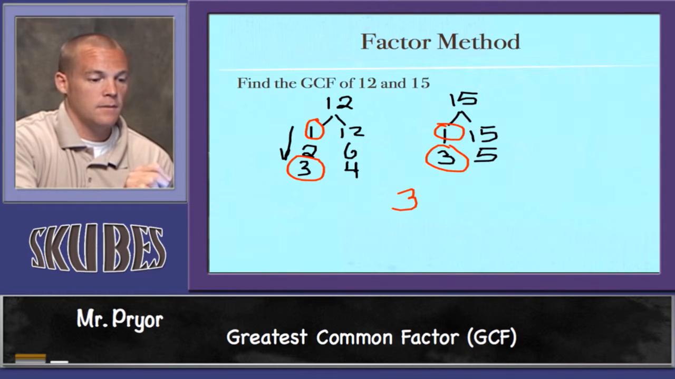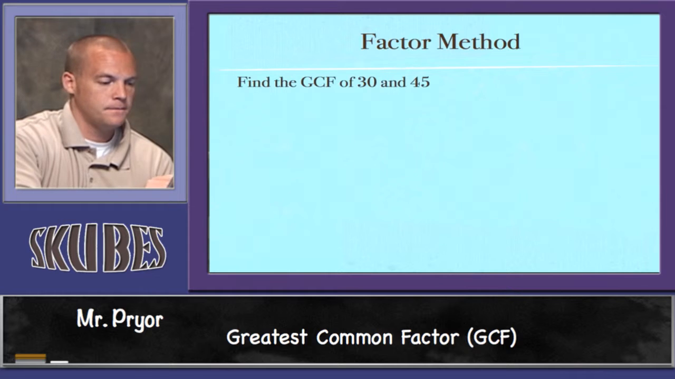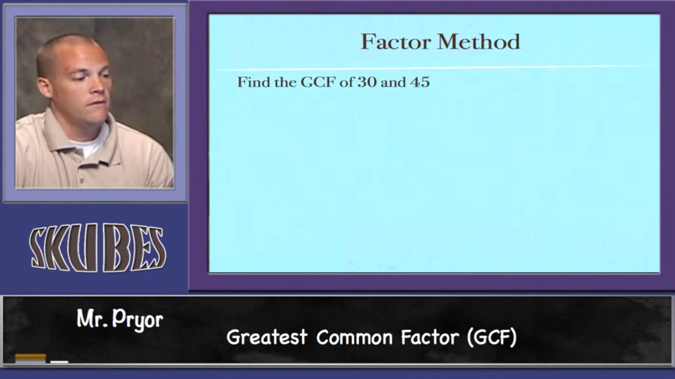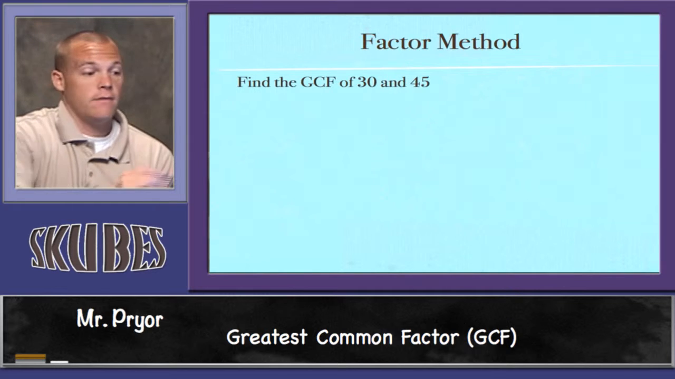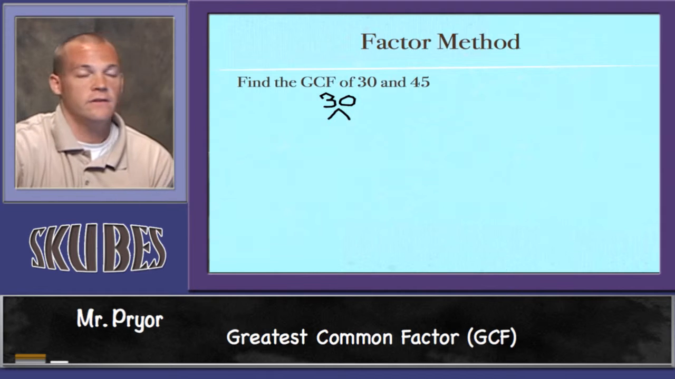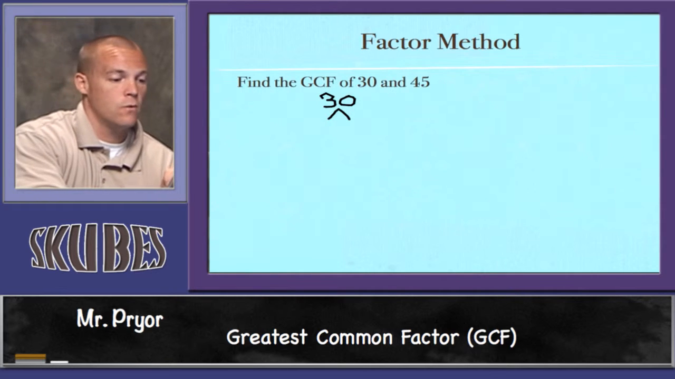All right, so the next example here, we're going to use that same strategy. And if you'd like to try it, go right ahead. Find the GCF of 30 and 45. So I'm going to start with 30. Do my two little lines here and start going down the factors. We know 1 and 30.